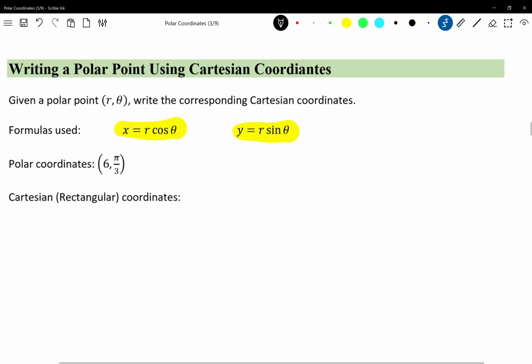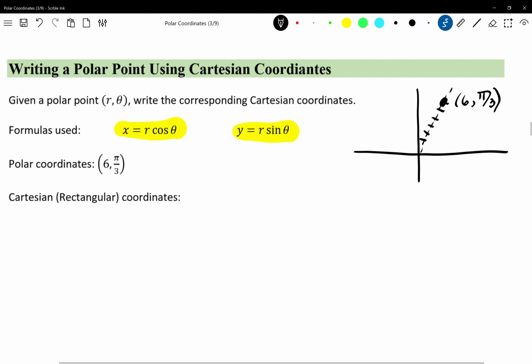So if I'm given the polar coordinates 6 comma pi over 3, just to get an idea what that looks like, if I'm inclining pi over 3, that's 60 degrees, and I want to go 6 units out, so we're about there, okay?